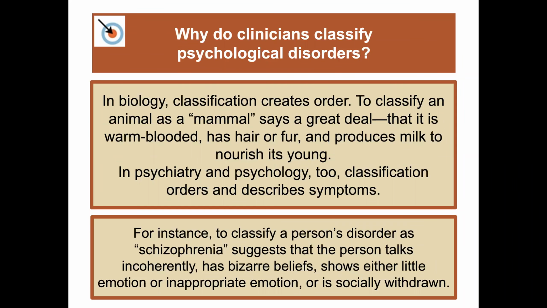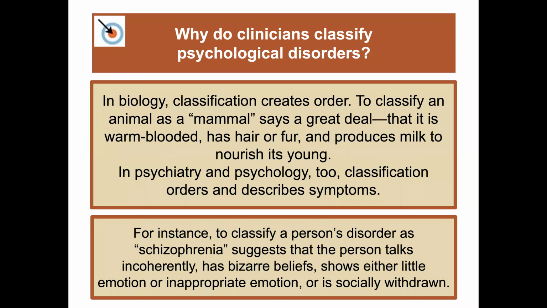In biology, classification creates order. So to classify an animal as a mammal says a great deal. It tells you that it's warm-blooded, has hair, produces milk. In psychiatry and psychology, the classification is in order to help and describe the symptoms.